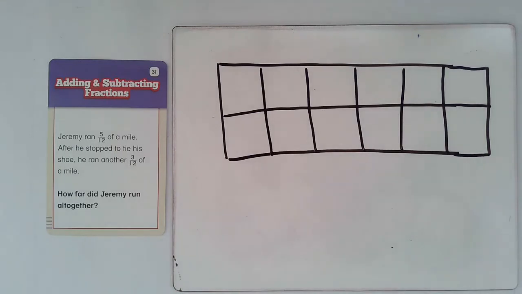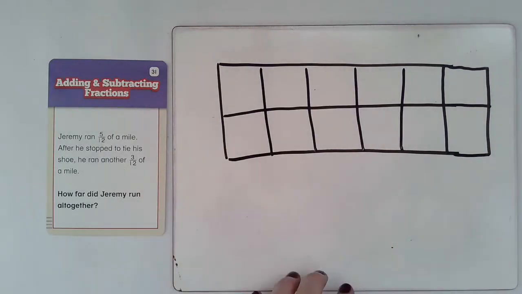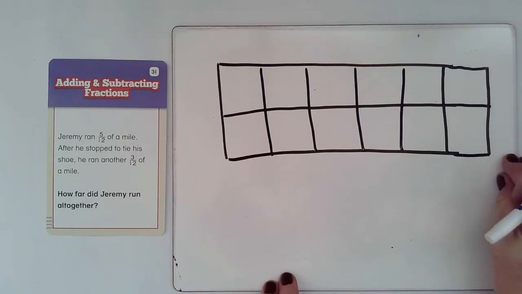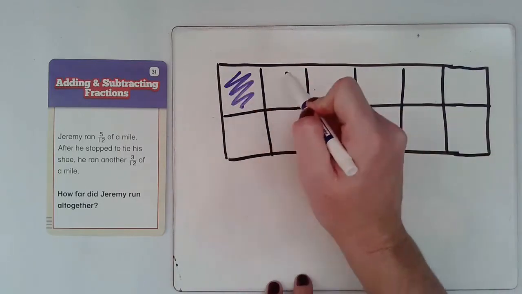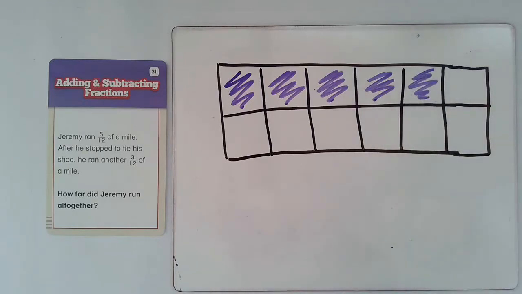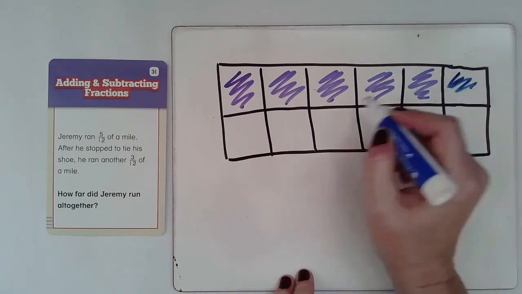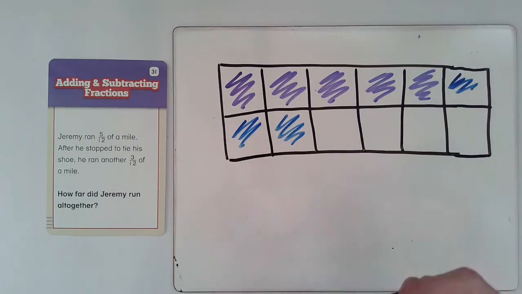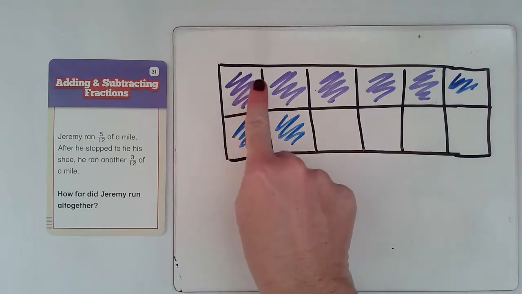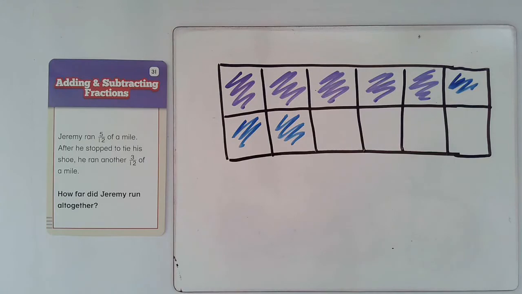Okay, so for this one, I'm going to be using a model here, and I'm going to start with the amount he ran before he stopped, which was 5/12. So I have here, it has 12 boxes total. So 1, 2, 3, 4, 5. So that's how much he ran before he stopped. And then after he stopped, he ran 3/12. So 1, 2, 3. So that leaves me with 1, 2, 3, 4, 5, 6, 7, 8/12 of a mile.